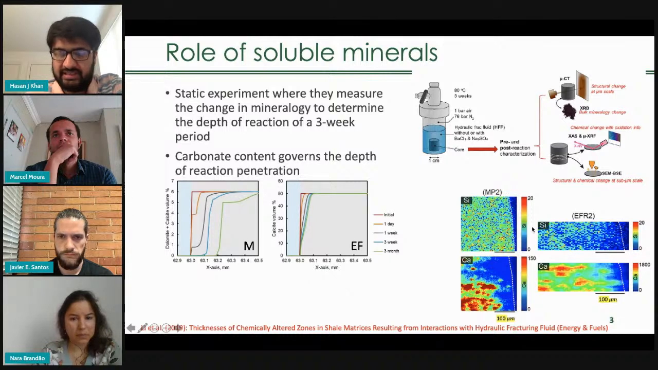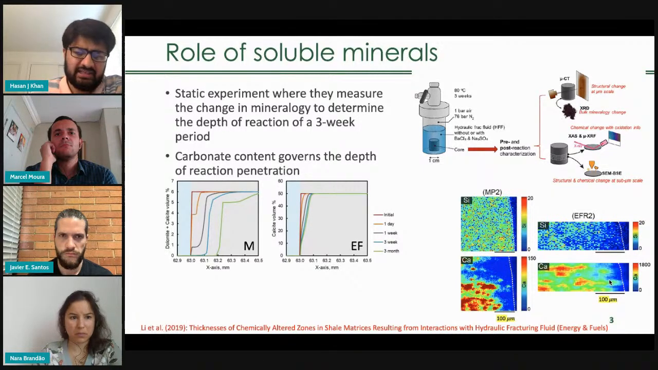A distinct thing that they observed was that the carbonate content governed the depth of the reaction penetration. In the Marcellus shale, which had a lower carbonate content, you could see that the acidic fluid penetrated deeper inside the rock as compared to the Eagle-Ford, which had a higher carbonate content. This is a little bit expected, because the more soluble minerals we have, the more fluid it would require to neutralize. Therefore, less of the reactive fluid would penetrate deeper inside the rock.